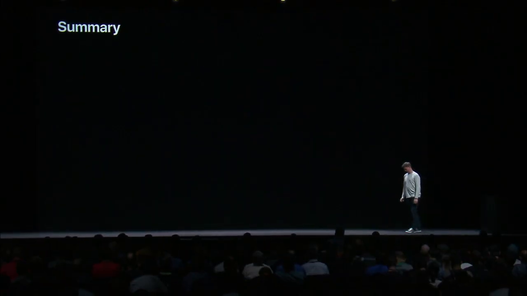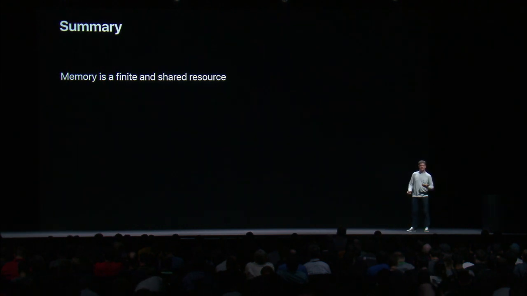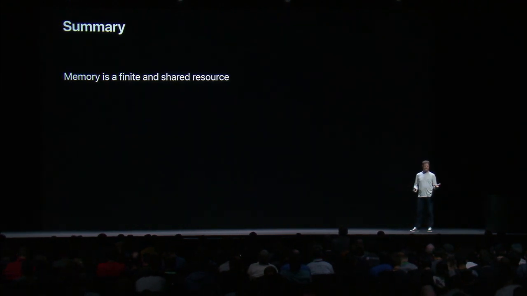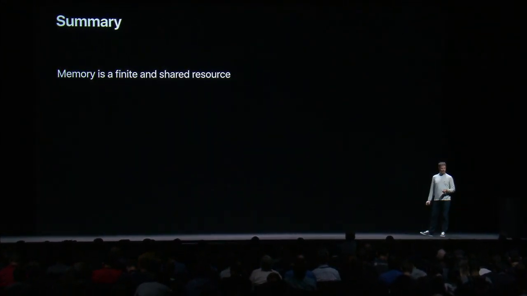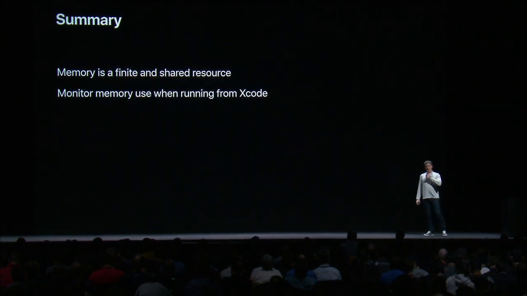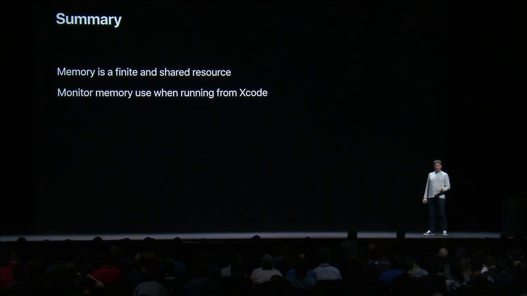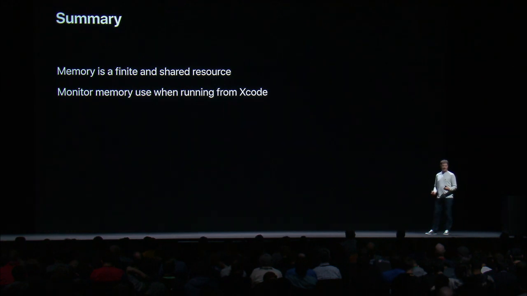So, in summary, memory is finite and shared. The more we use, the less the system has for others to use. We really need to be good citizens and be mindful of our memory use and only use what we need. When we're debugging, that memory report in Xcode is crucial. We can just turn it on when our app is running, because then as we monitor it, the more we can notice the regressions as we're debugging.